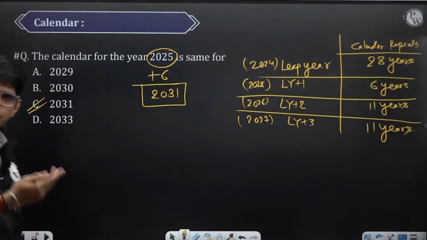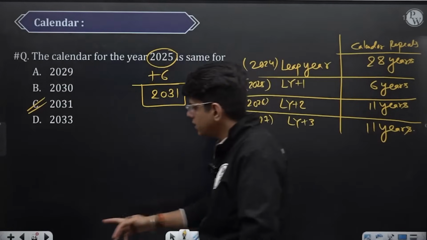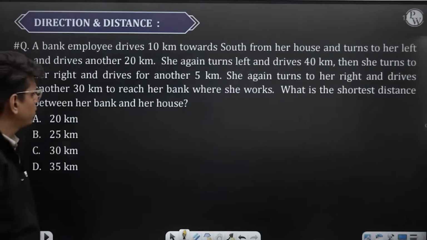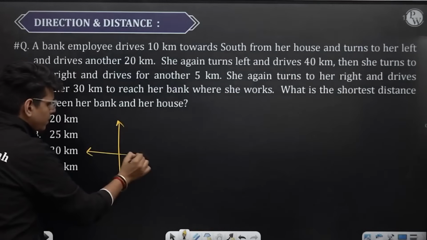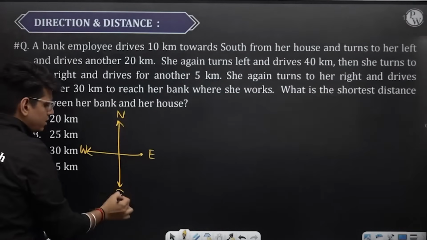Next thing we have to move to is direction and distance questions. So let's see. In each of the direction questions, you should have this: this is the east direction, this is the west direction, this is the north direction, this is the south direction.